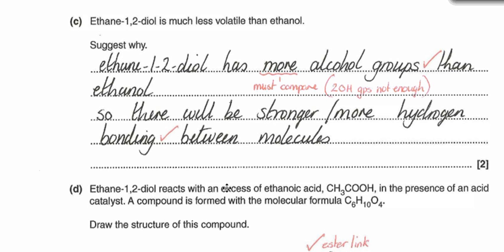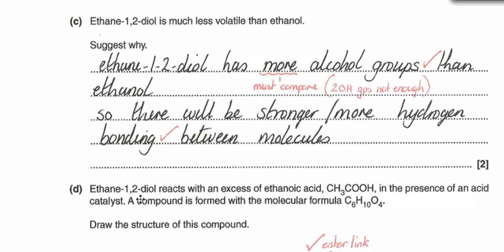In the next part then, we're going to be asked to draw esters. So we've got ethane 1,2-diol reacting with ethanoic acid in the presence of an acid catalyst. So acid catalyst, carboxylic acid, alcohol. Key clues that it's going to be esterification, because you need a carboxylic acid and alcohol and the acid catalyst.